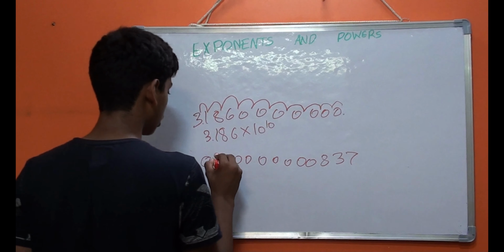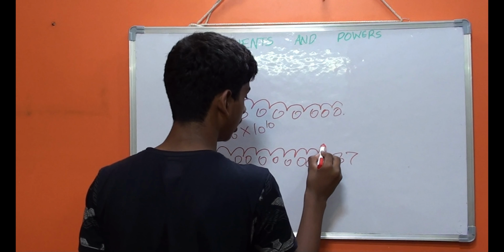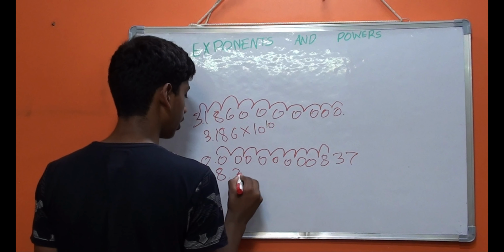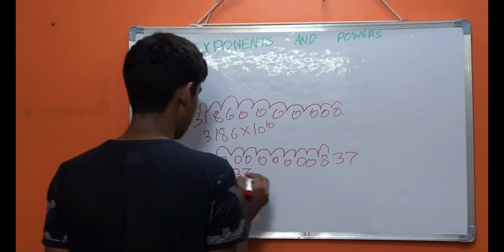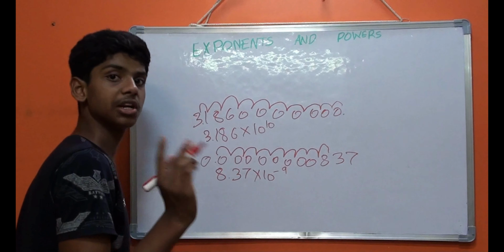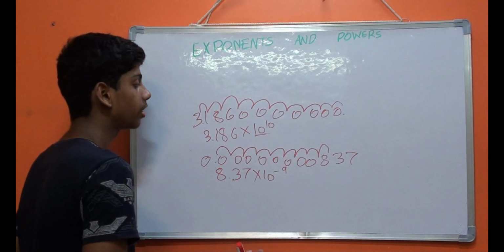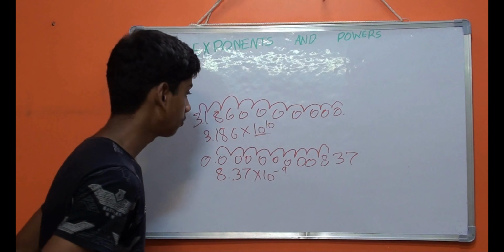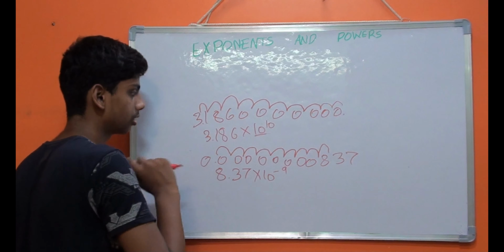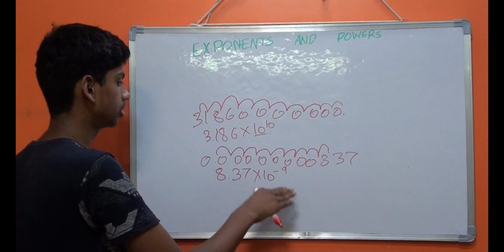And this one would be 1, 2, 3, 4, 5, 6, 7, 8, 9. So we would write this as 8.37 into 10 power minus 9. By the way friends, we can only use the powers of 10. We won't use the powers of hundreds, 80s, 70s. We only use the powers of 10 to do this.